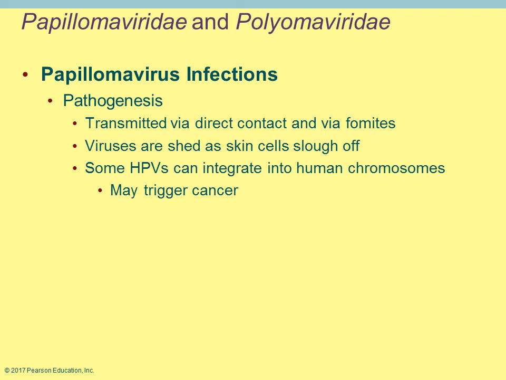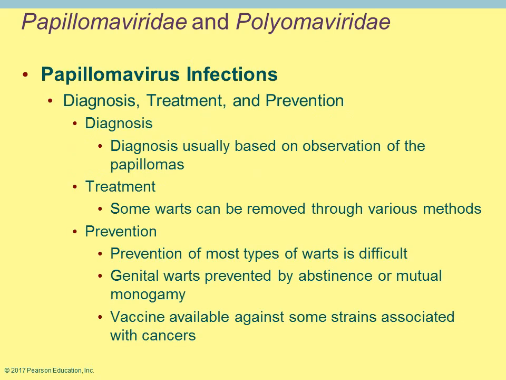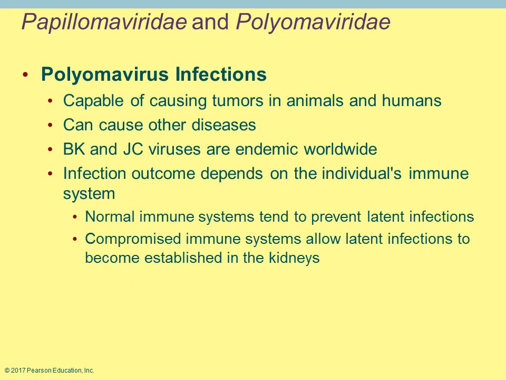There is some research that's shown that some of the human papillomaviruses may, along with other factors, trigger cancer. Not necessarily by itself, but with other factors. Diagnosis is going to be by observation of the papillomas or the warts. Treatment: some warts can be removed by freezing, cryogenically, or chemically. Prevention is going to be kind of difficult. There is a vaccine that's associated with some strains, such as the human papillomavirus.